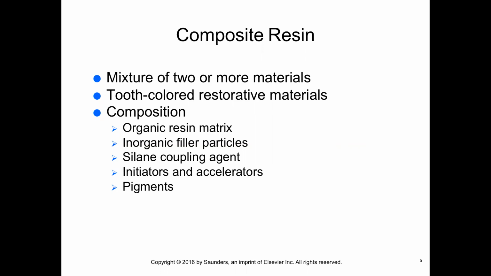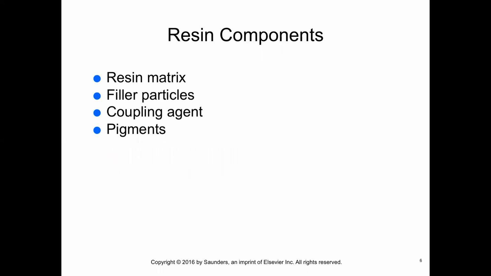They are composed of organic resin matrix and inorganic fillers that are joined together by a silane coupling agent that sticks or adheres the particles to the matrix. The amount of filler and size and shape of the filler affect the viscosity of the composite. The fillers are composed of glass, quartz, silica, and ceramic. The initiators and accelerators cause the material to set, and pigments give the material color.